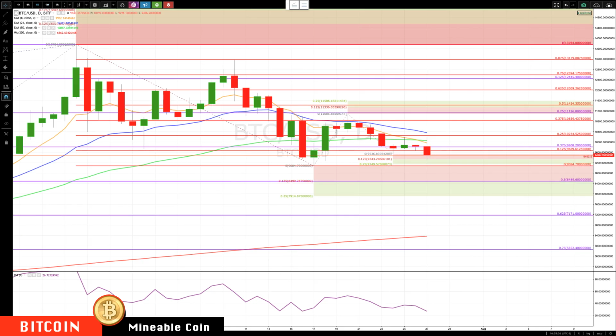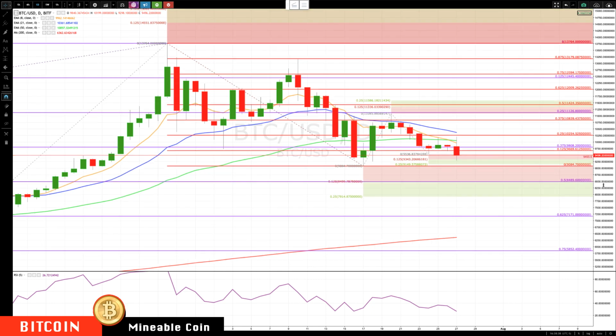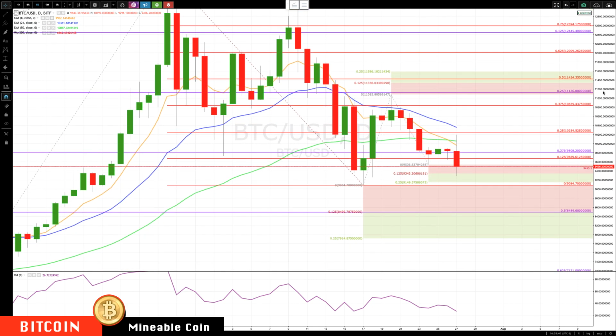Let's go back to that daily chart. If we were to have a really strong rally, about 10,250 to 10,300 is the key resistance off the daily chart. So that's what we'll be watching for at those levels.